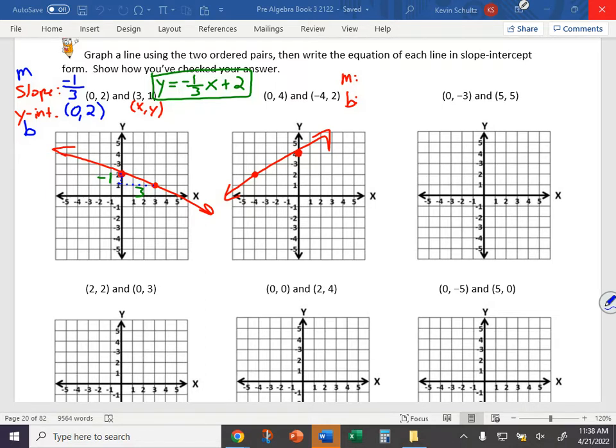I plotted it wrong. Okay? Negative 2, 7, or 8? How are you getting that slope? 2, 4. How are you getting that slope? You go up 2 and over 4.